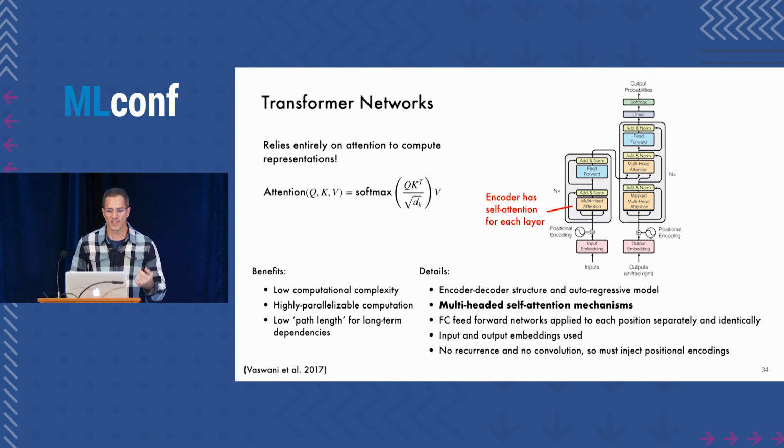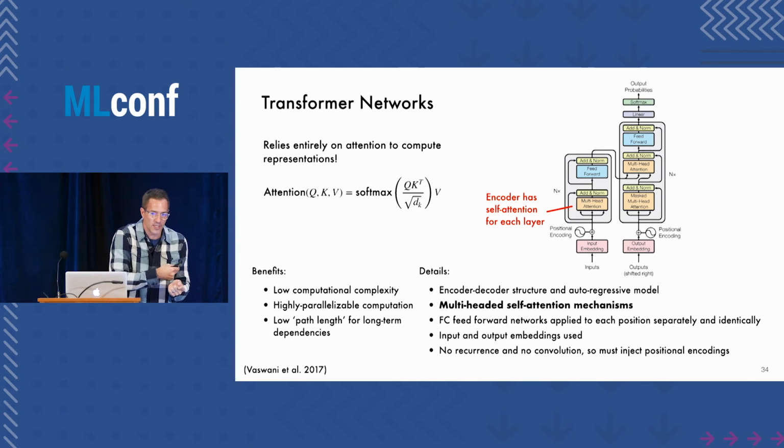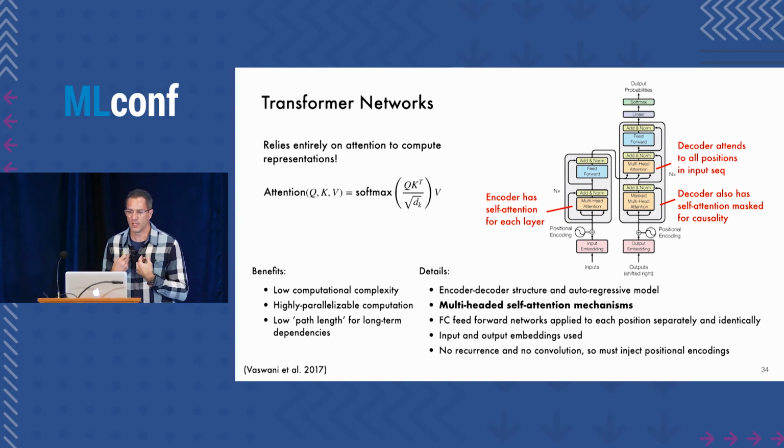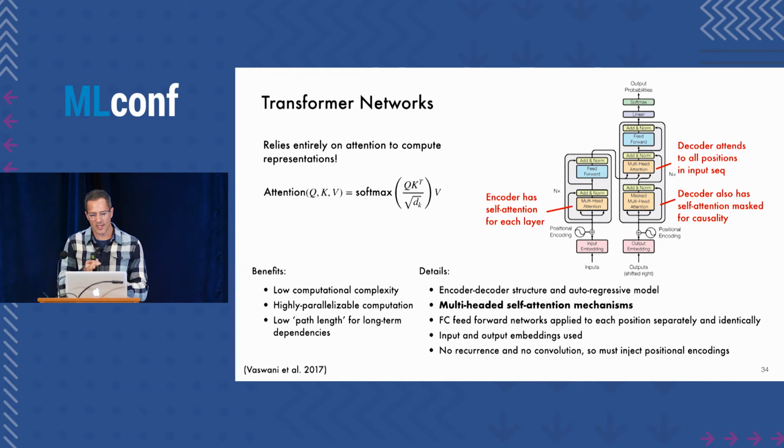The encoder has self-attention, and each encoding layer can look at parts of the previous encoding layer with the attentional model. The decoder can attend selectively to different positions from the input sequence, which are really the output of the encoder part of the model, and apply self-attention that's masked for causality, so it's not looking at outputs that it hasn't generated or parts of the sequence that haven't come yet, but it can look at any part of the output that it's already generated.